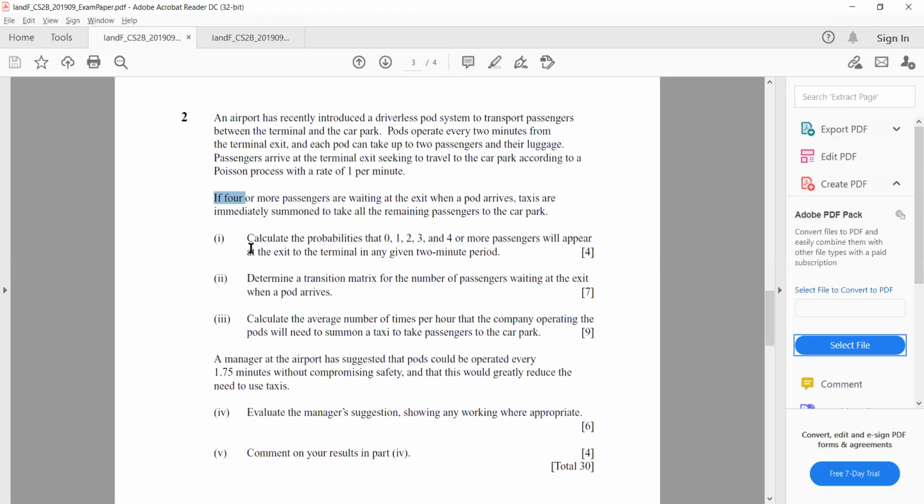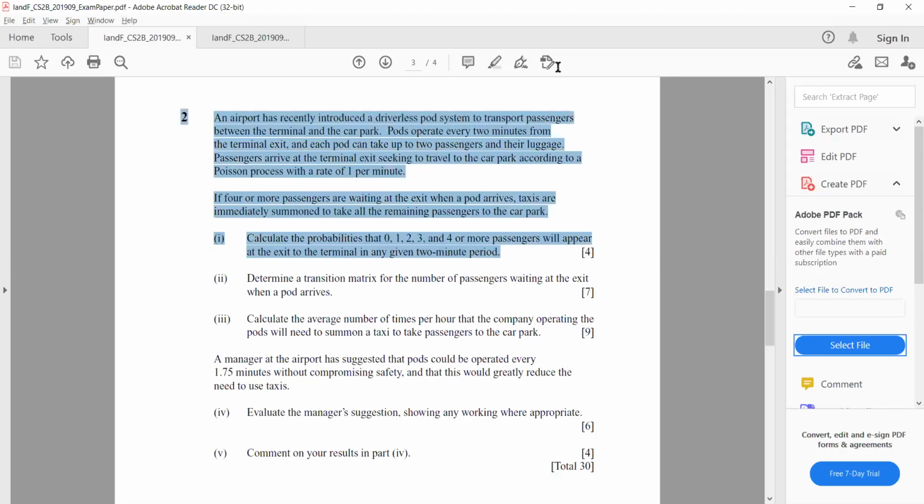First part basically asks us to calculate the probabilities that 0, 1, 2, 3, and 4 or more passengers will appear at the exit to the terminal in any given 2 minute period. So we know that passengers are arriving at a rate of 1 per minute. So in 2 minutes, the rate will be nothing but a rate of 2. That is the first key point to understand: the rate has been given to be 1 per minute. If I want to work in a period of 2 minutes, in that case, the rate shall be 2 per 2 minutes. So this is part one which can be easily calculated.